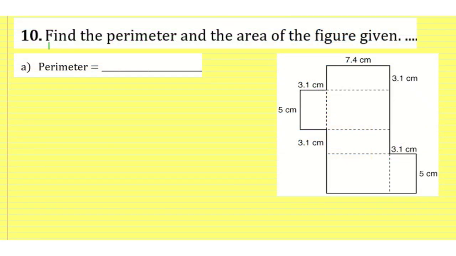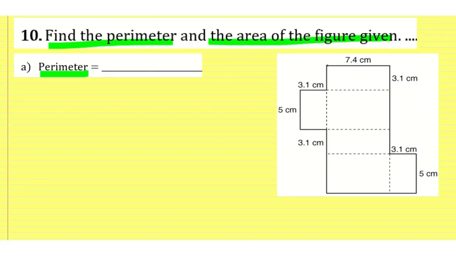Okay, our next problem says we're going to find the perimeter and the area of the figure given. Let's remind ourselves the perimeter is going to be the measurement around, so the measurement around all the outside lengths of our figure. Okay, so we need to make sure that all of our sides are labeled properly.